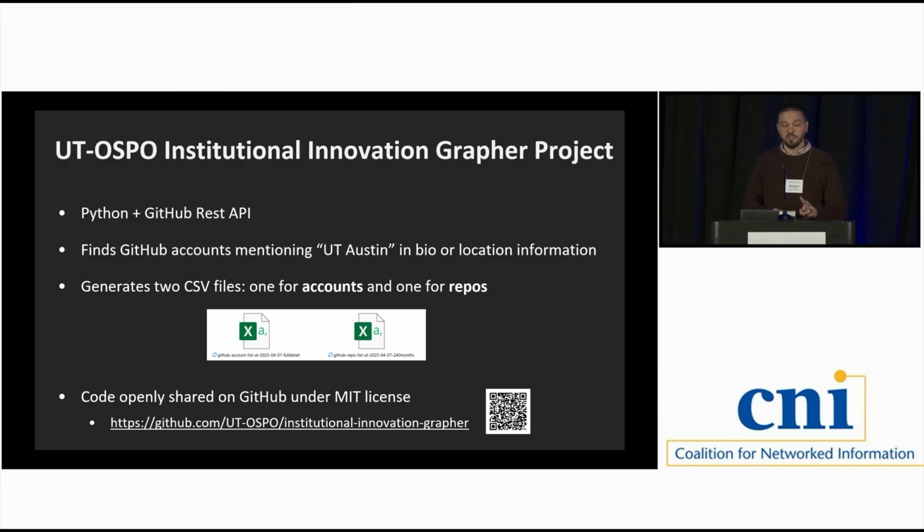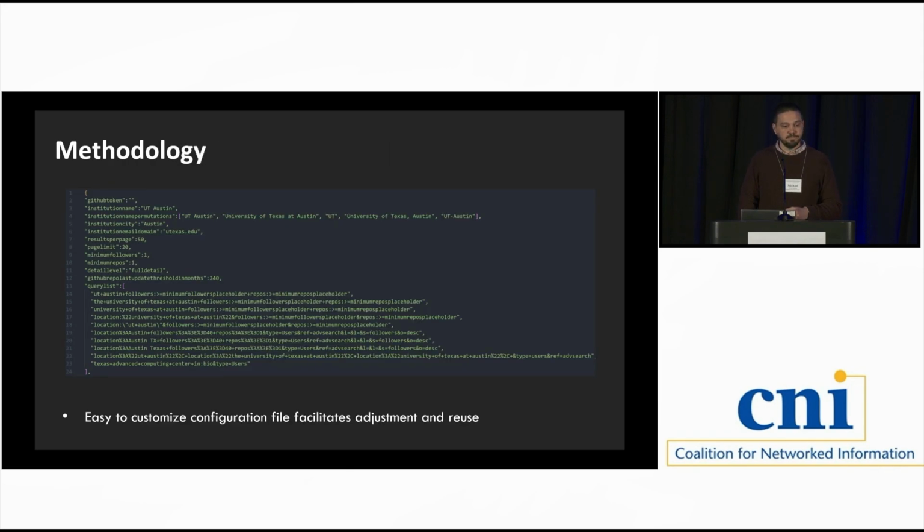This process generates 2 CSV files for us, one of which contains information about all of the repositories that have been identified as potentially UT Austin affiliated based on that account information, and another data set that contains information about all of the repositories owned by those accounts. And again, as Bryan has mentioned, this code is openly shared on GitHub itself and is available under an MIT license. So our methodology has been really focused on ensuring that this process is adaptable.